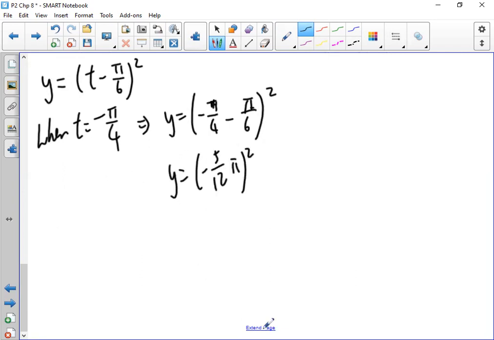Now I square the whole bracket. A negative squared is positive. 5 squared is 25, 12 squared is 144, and pi is pi squared. Right. Do the same for the other one.